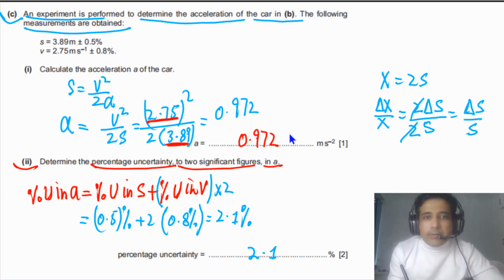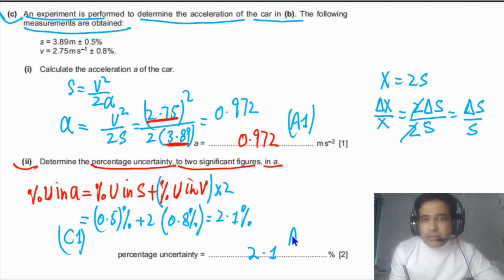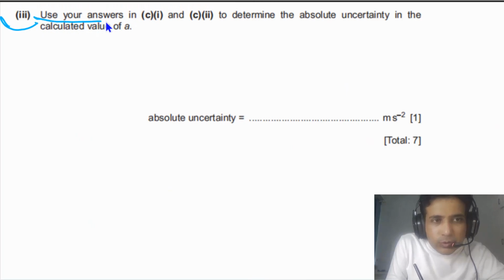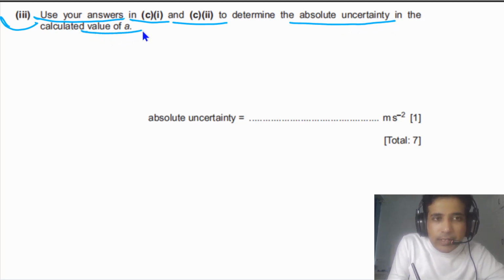For the first question, if you have got the right answer, you will get 1 mark, and this is an answer mark. And for the second question, if you have written these steps, you will get 1 mark, and this is a C mark. And if you have got the right answer, you will get another mark, that is an answer mark. But if your answer is wrong, but you have written these steps, still you'll get 1. For the last part, we need to use our answers from C1 and C2 to determine the absolute uncertainty in the calculated value of A.